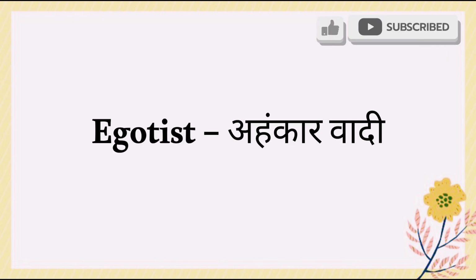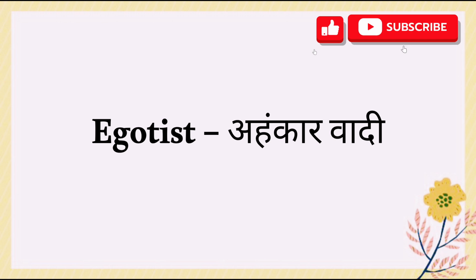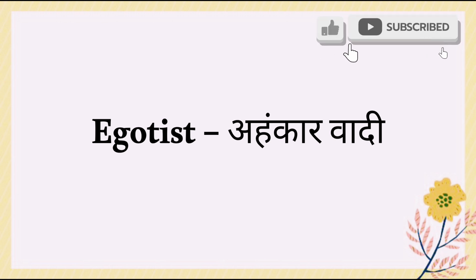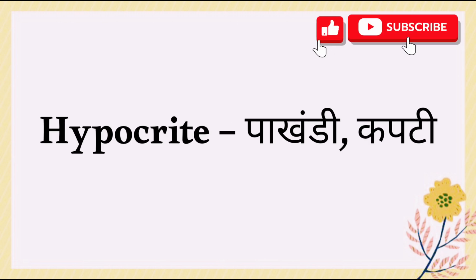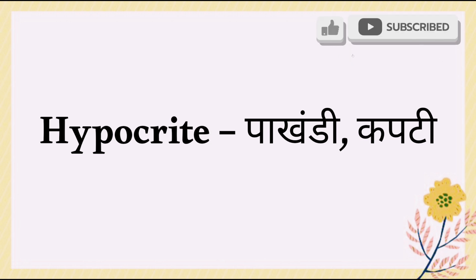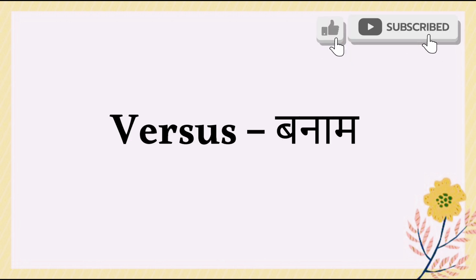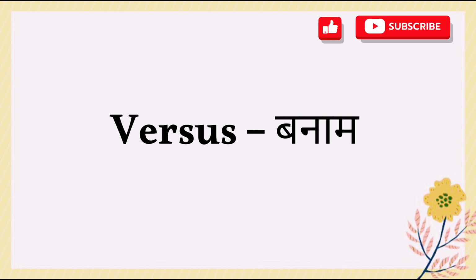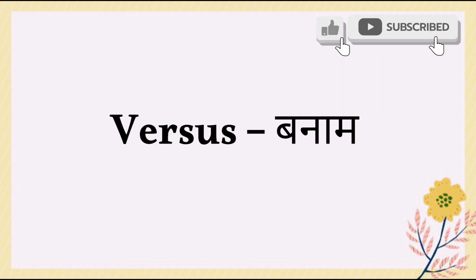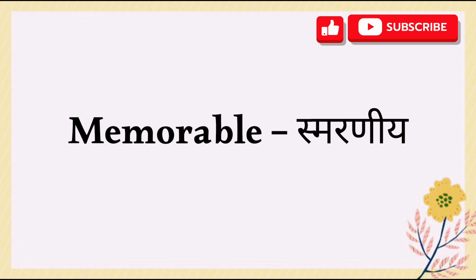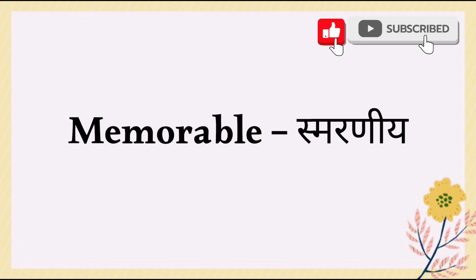The next word is egotist. It means अहंकारवादी. The next word is hypocrite. It means पाखंडी या कपटी. The next word is versus. It means बनाम. The next word is memorable. It means स्मरणीय.